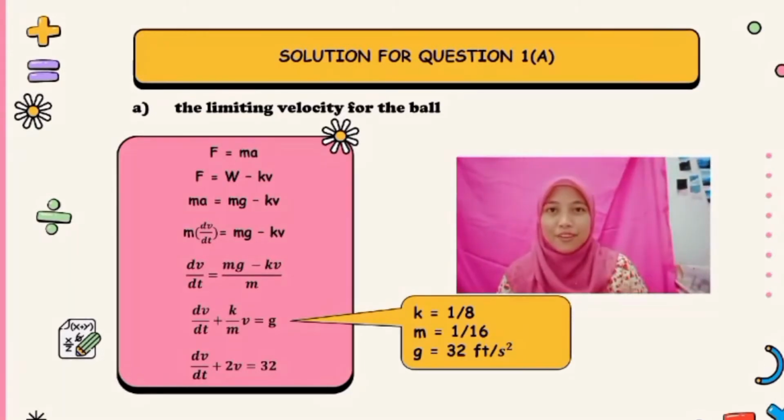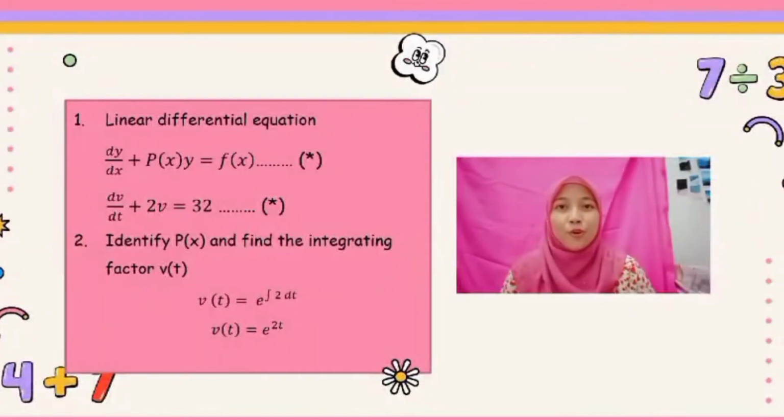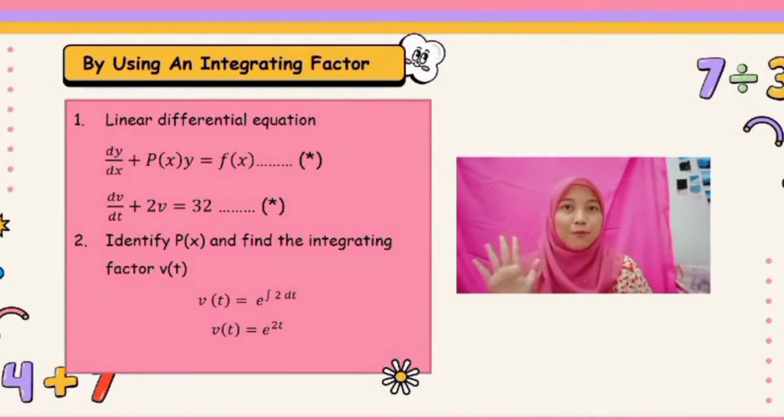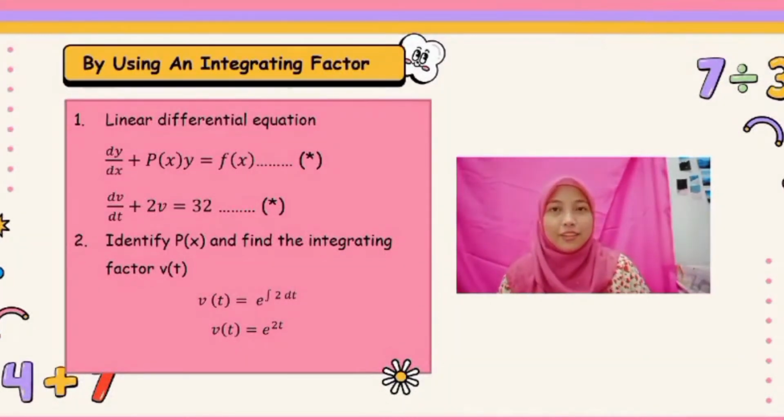From the previous equation in standard form, we have to use an integrating factor. There are 5 steps to use an integrating factor. The first step is the linear differential equation. So, from the previous equation in standard form, we compare it with the linear differential equation. For step 2, we identify P(x) and find the integrating factor, mu(t).